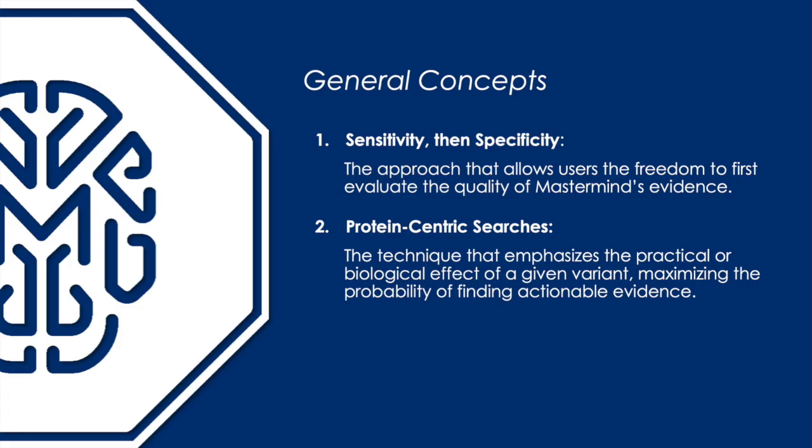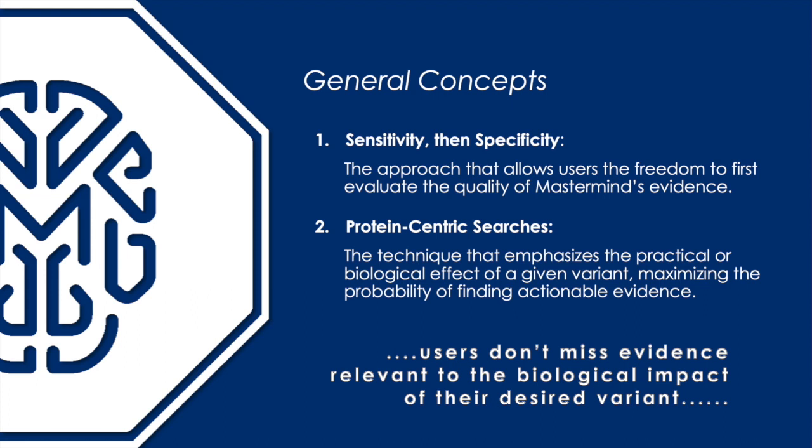The next general concept is protein-centric searches. To more closely describe the practical or biological effect of a given variant, and thus maximize the probability of finding actionable evidence, Mastermind normalizes searches to the relevant protein description. This technique has the additional benefit of compensating for both searches that are highly specific on the cDNA level and those lacking specific observations in the literature. The end result ensures users will not miss evidence relevant to the biological impact of their desired variant.